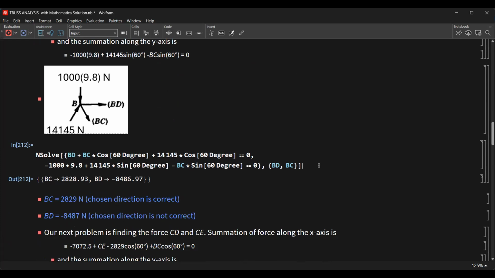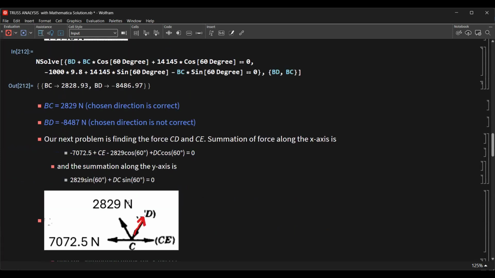BC is 2,828 newtons. BD is 8,486.97 newtons. So our direction for BC is correct, so that is positive. Now our direction for BD is not correct. BD should have been directed to the left. So for 8,487, the BD direction is not correct. For BC, 2,829, the chosen direction is correct.